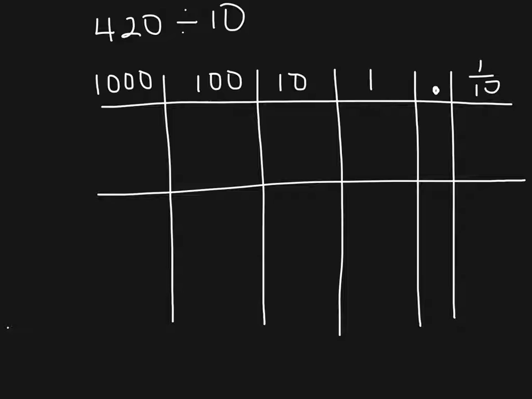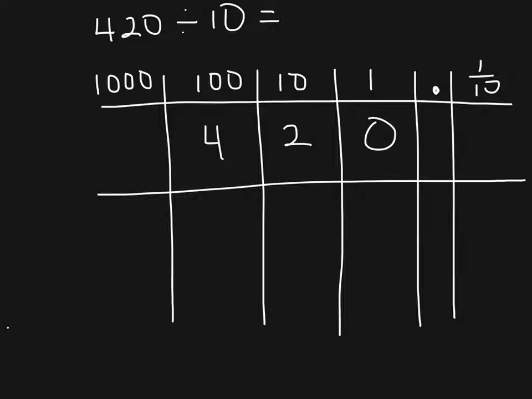Now let's take a look at doing the division on a place value chart. It's the same problem, 420 divided by 10, and that means I have 4 hundreds, 2 tens, and 0 ones. And if I divide by 10, since this is 10 to the first power, and it's got 1 zero, that means I'm moving each digit to the right 1 place. Since I'm dividing, it's going to get smaller. I'm dividing by a whole number.